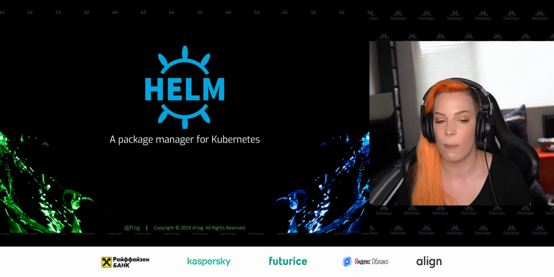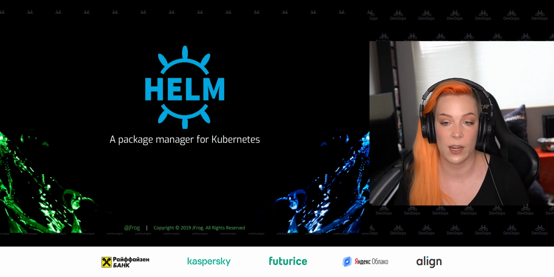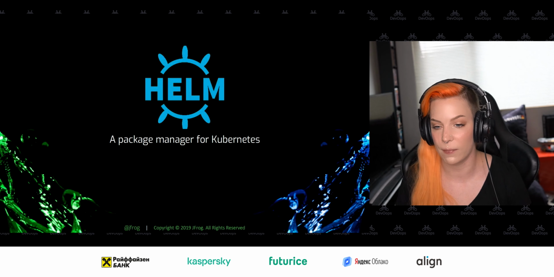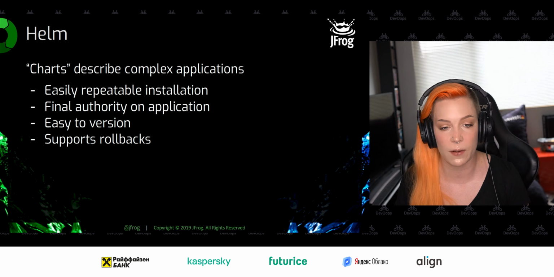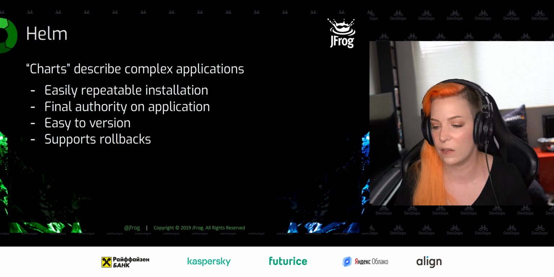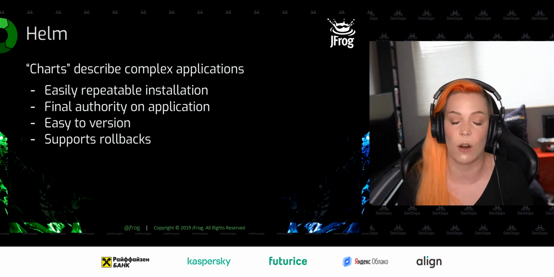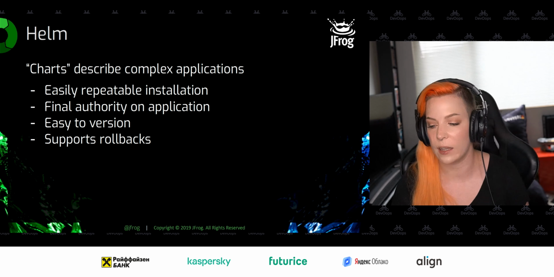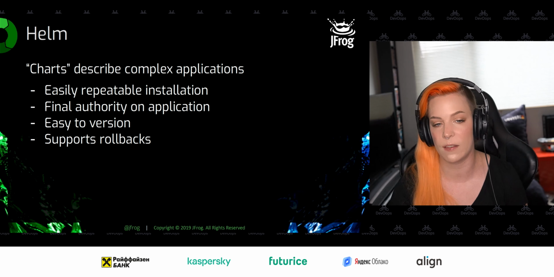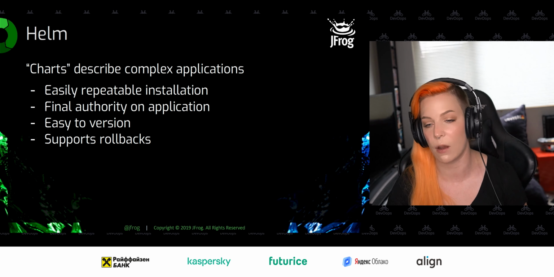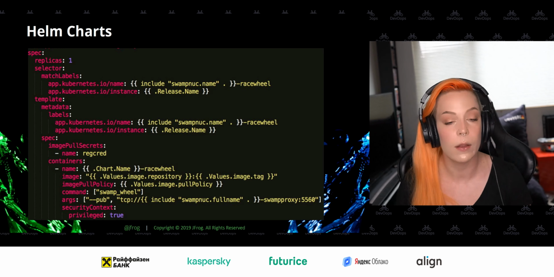Next up is Helm. If you work with Kubernetes already, you are probably familiar with Helm, but just for anybody in the space who isn't super familiar with it, it uses charts. It describes your application, and it allows you to have an easily repeatable and predictable installation. The charts serve as the final authority on what your application will look like, and they're super easy to version, and it also supports automatic rollbacks in case something goes wrong.